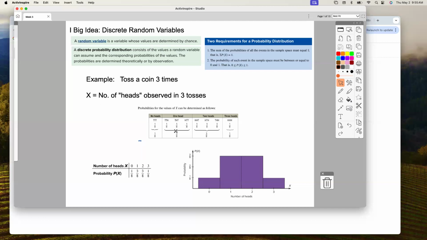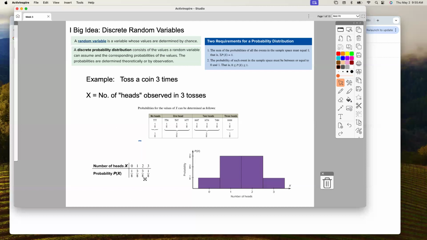Okay, and notice there are 3 different ways we can observe one head. There are 3 different ways we can observe 2 heads, right? In other words, we get heads the first 2 and tails the last one, or we alternate heads, tails, heads, and so forth. You can see again how this plays out here. And therefore, the probability of observing 0 would be 1 out of 8. Probability of 1 would be 3 ways, or 3 out of 8. And same thing with 2 heads, and then finally 1 out of 8 for 3 heads.